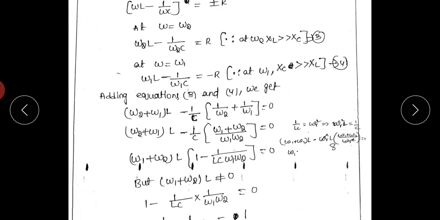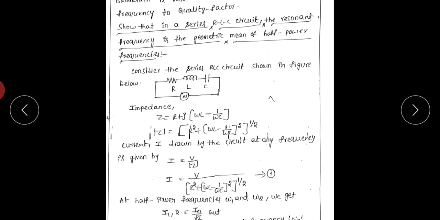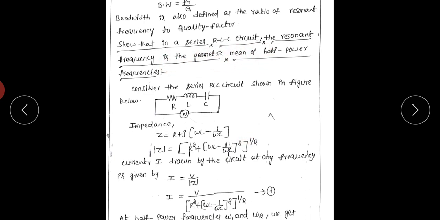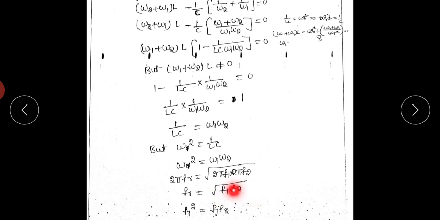Omega equals 2 pi f. So 2 pi f_R equals the square root of 2 pi f1 times 2 pi f2, or f_R equals root of f1 times f2, or f_R squared equals f1 times f2. So finally we can say that the resonance frequency is the geometric mean of the half power frequencies. So f_R equals square root of f1 times f2. Here f1 and f2 are the half power frequencies and f_R is the resonant frequency.